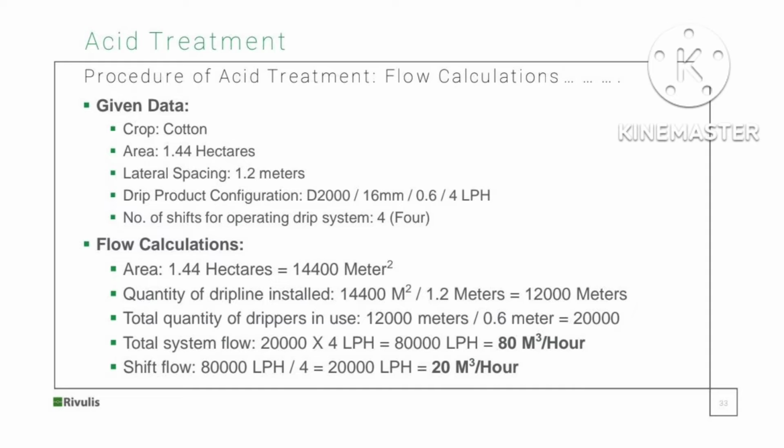How to calculate flow? Crop cotton, area 1.44 hectares, lateral spacing 1.2 meters, drip product configuration D2000, 16 mm, 0.6, 4 lph. Number of shifts for operating drip system: 4. Flow calculation: area 1.44 hectares is equal to 14,400 meters square.